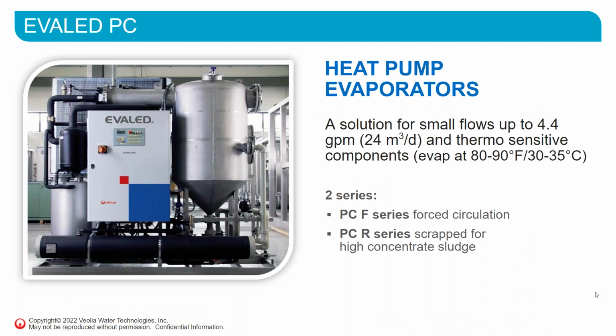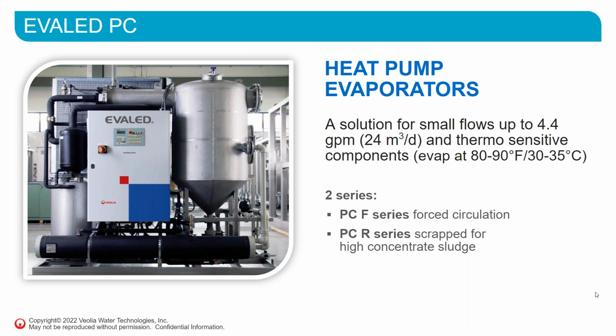So starting with the PC unit, or the heat pump evaporator, this is typical for a system for small flows, very small flows, up to about 4.4 gallons per minute. The one thing to keep in mind on all these rated capacities that we're mentioning here is that they're all rated on distillate production, so not necessarily on feed water.